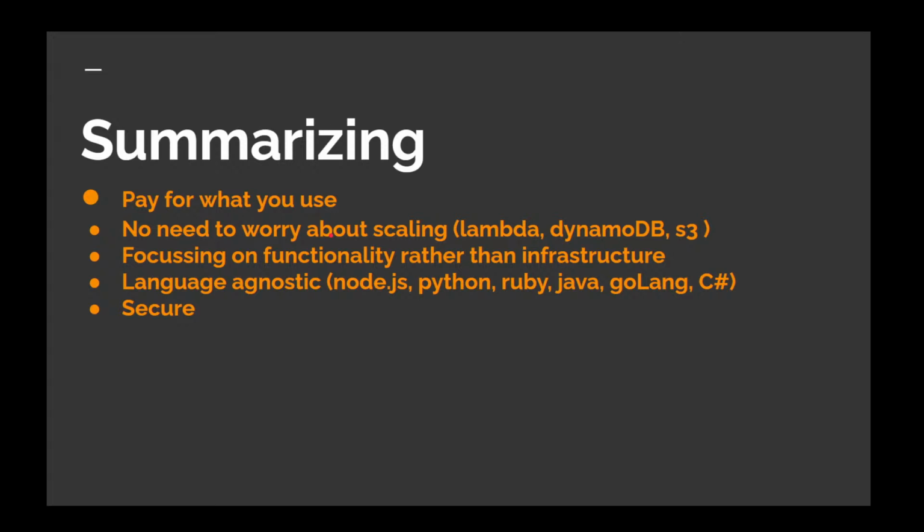Let's say your app has like 30 concurrent users, and suddenly on the same day, your app blew out of nowhere, and it has like 30 million users per day. So you don't need to worry about scaling. The cloud providers automatically scale the application for you, so that you just focus on functionality.